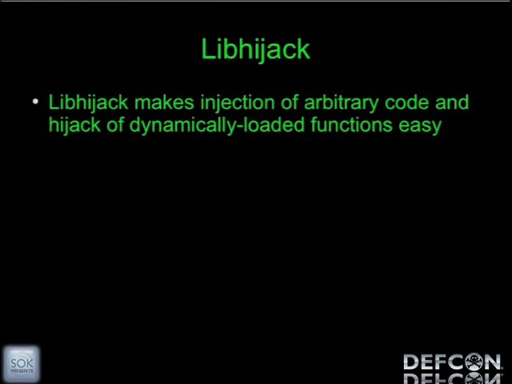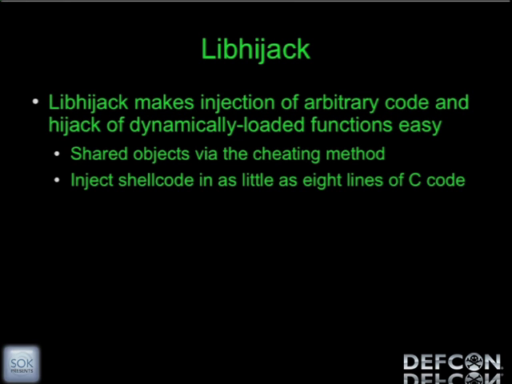Libhijack makes injection of arbitrary code and hijack of dynamically loaded functions extremely easy. Libhijack right now is around 1,800, 1,900 lines of code, and I've made it so easy for you that you can inject your shellcode in as little as 8 lines of C. It loads shared objects via the cheating method right now because the real way is really hard to do. You can inject shellcode in as little as 8 lines of C.